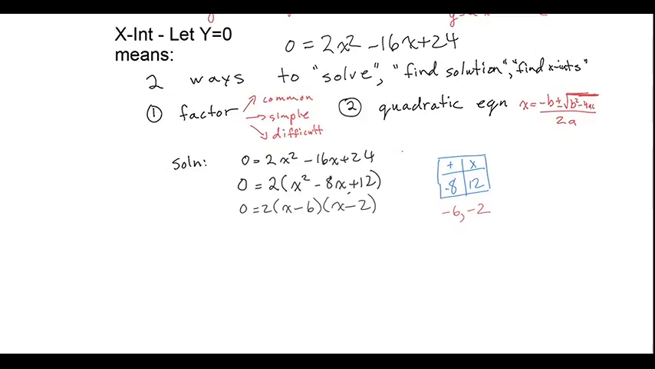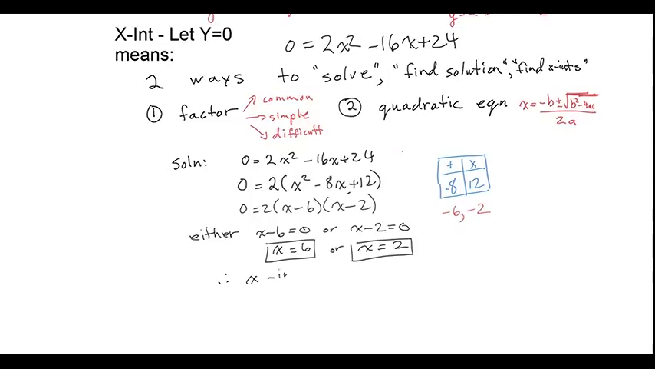which means that either x minus 6 equals 0 or x minus 2 equals 0, which means x in this case is 6, or x is equal to 2. So, therefore, the x-intercepts are 6 and 2.